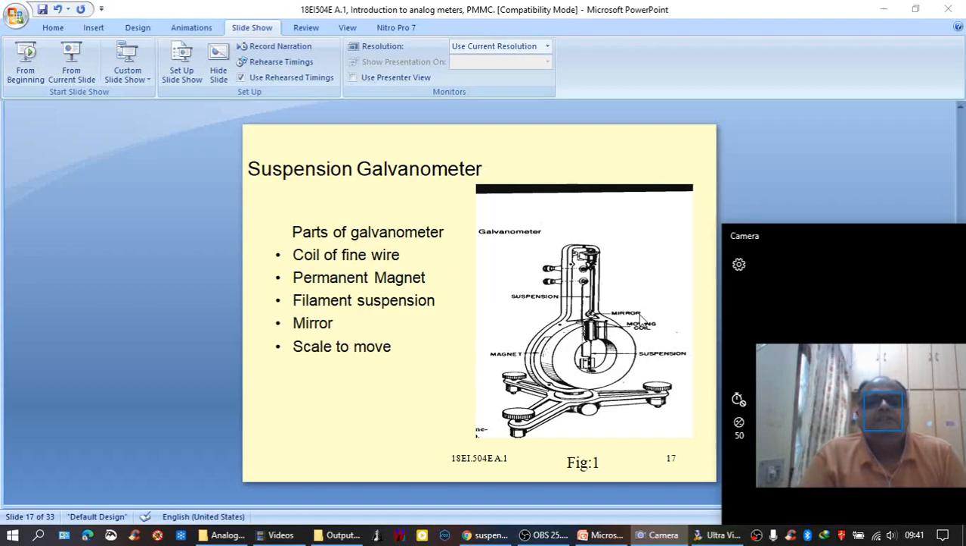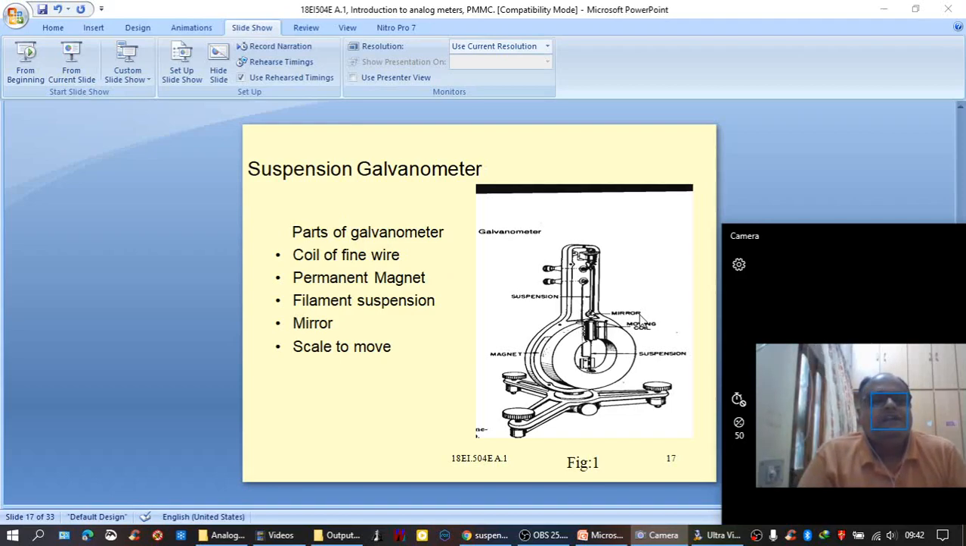That is, the current that is to be measured is allowed to flow through the coil of fine wire, which is placed in the magnetic field of the magnet. As a result, the coil tends to rotate. When the coil rotates, a pointer connected to the coil starts deflecting over a calibrated scale, and we can see the quantity being measured as a numerical value on the calibrated scale.